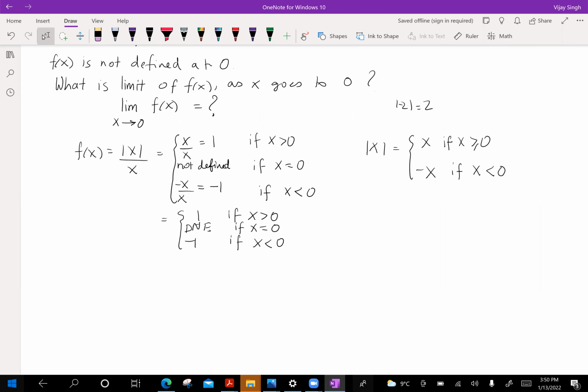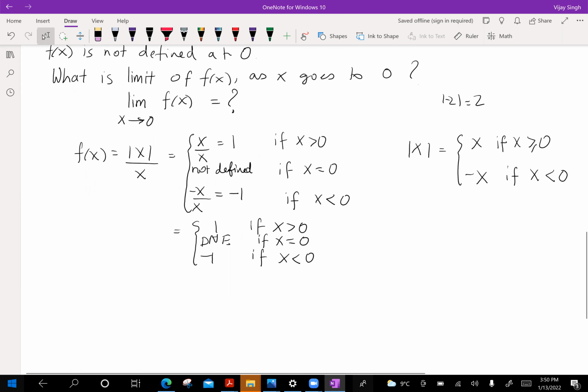So we have this as a function. Again, our question was the limit. What is the limit as x goes to 0 of this guy? Let me just draw the function to get a feeling for it. So if x is positive, the function is just 1, right? This is how the function graph looks.